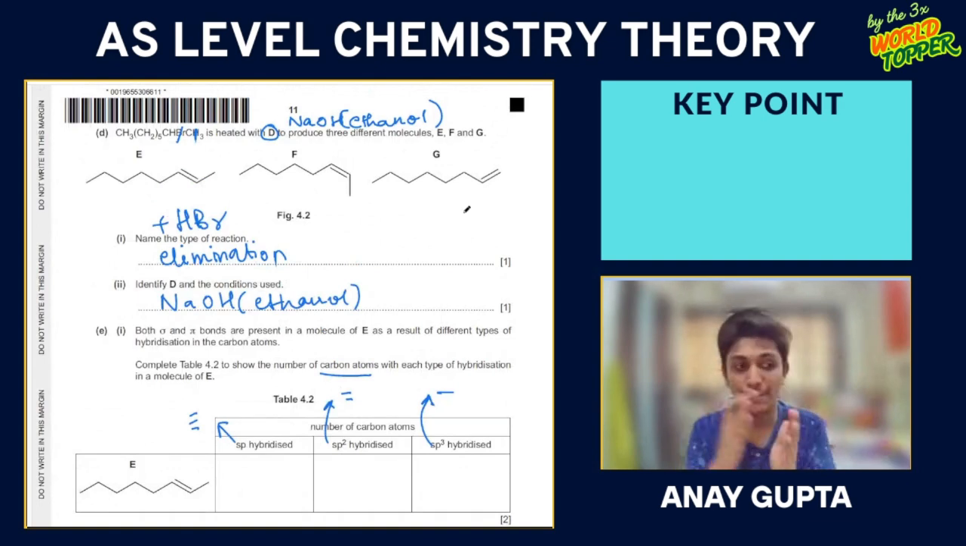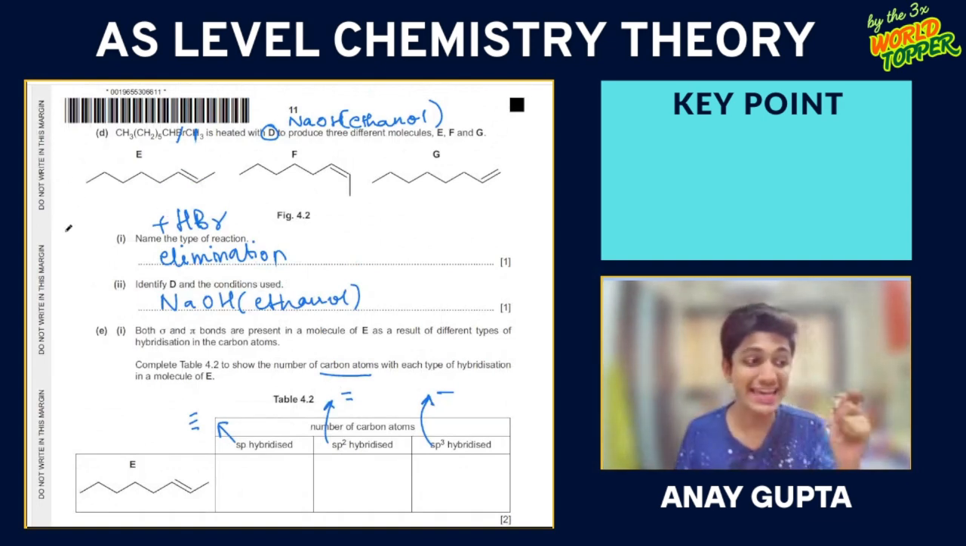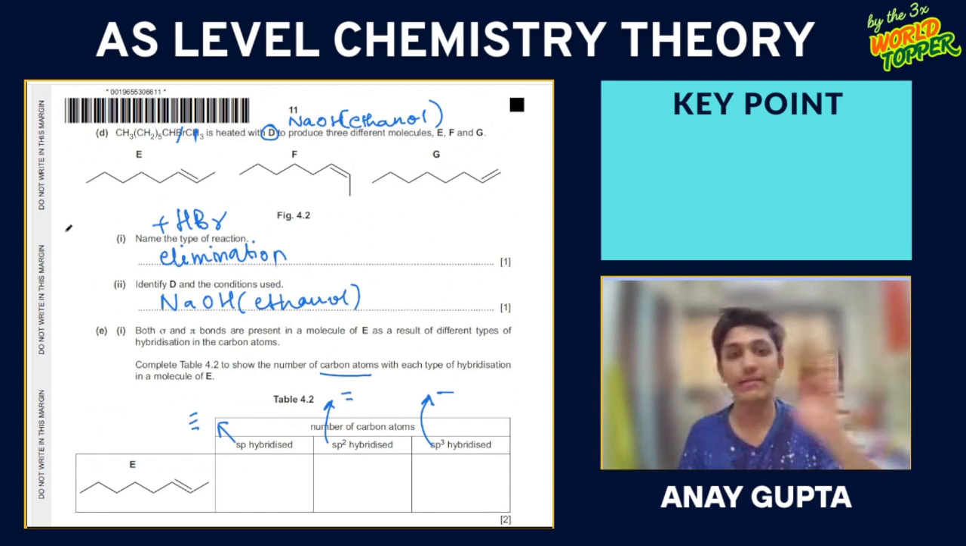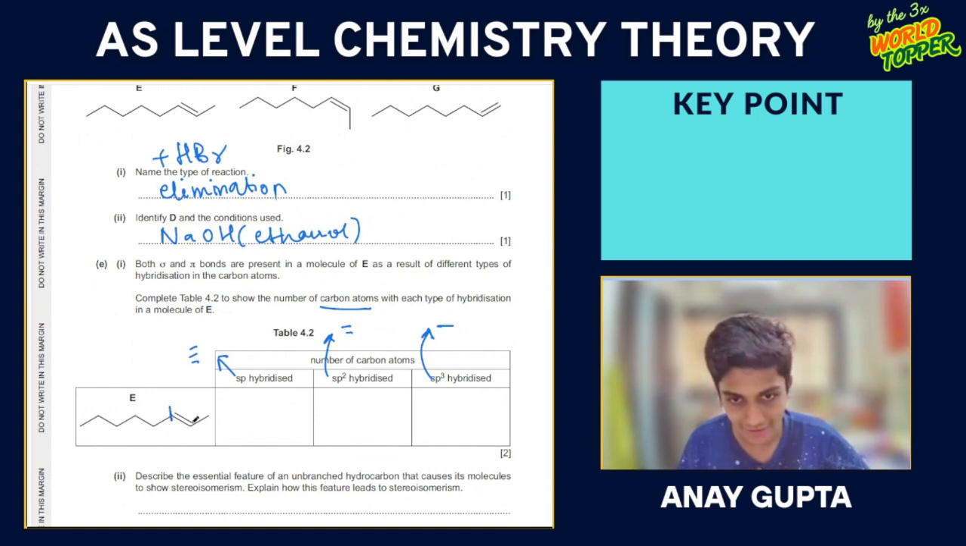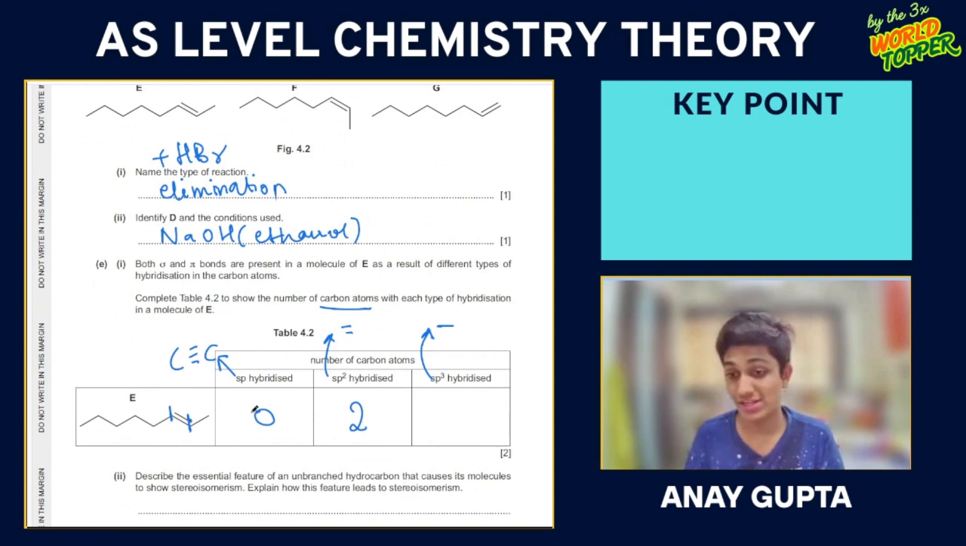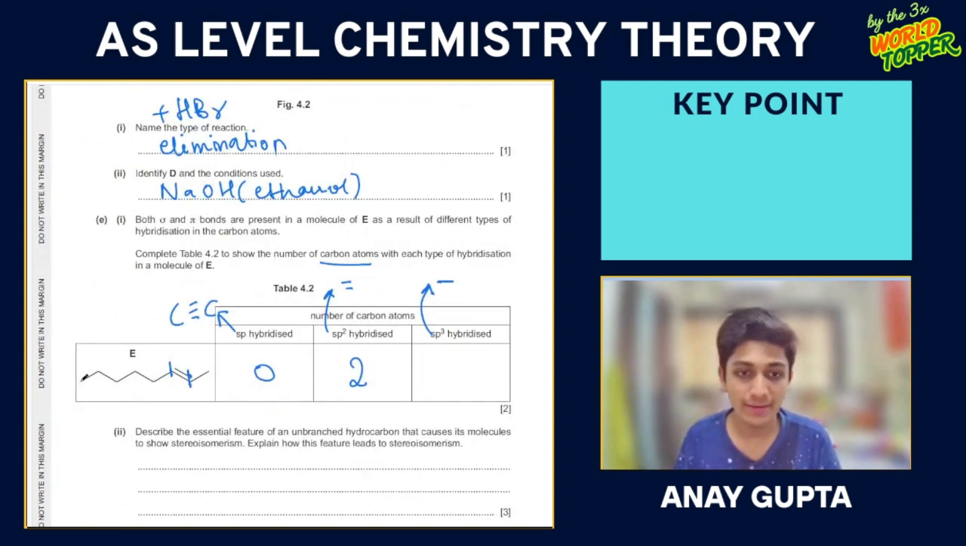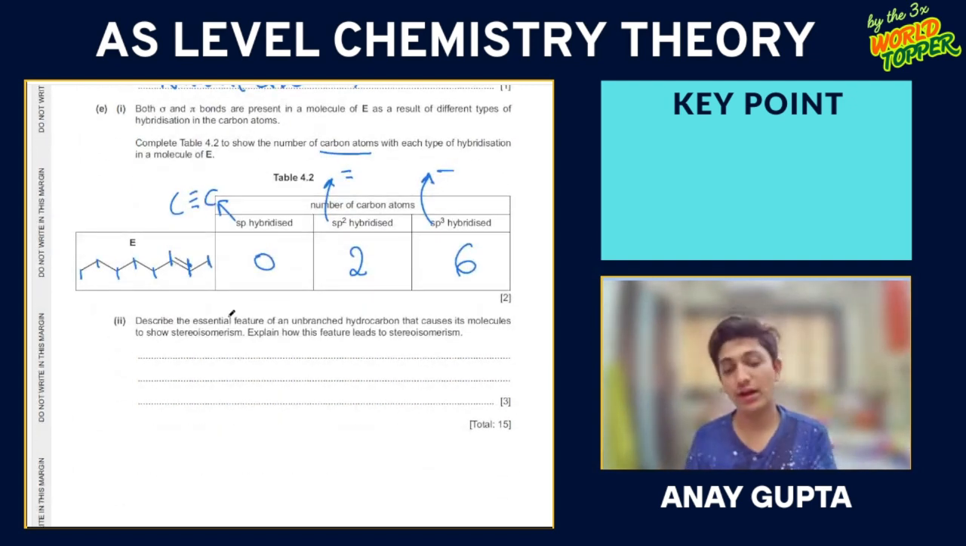If we were talking about sigma and pi bonds, we will also consider the CH bonds. But since there's only the number of carbon atoms, we just focus on the carbon atoms over here. So in E, both of these carbon atoms, which have a double bond, will be sp2 hybridized. And since there is no carbon-carbon triple bond, there will be zero sp hybridized carbon atoms. And all the remaining carbon atoms, so 1, 2, 3, 4, 5, and the last one 6, all of these will be sp3 hybridized.